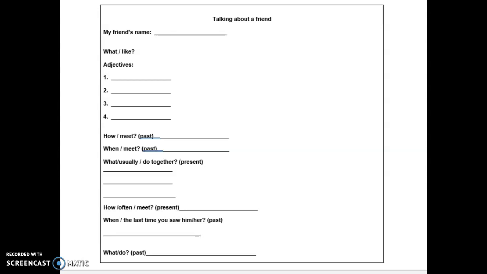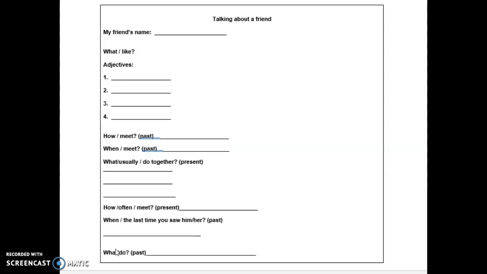Elicit what the questions would be, and then give them 5 minutes to fill in the sheet about their own friend. When they've done that, you can demonstrate the activity with a strong student. Okay, Juan, what's your friend's name? He answers. And what's she like? Etc. Now give students the opportunity to talk together and share information about their friends.